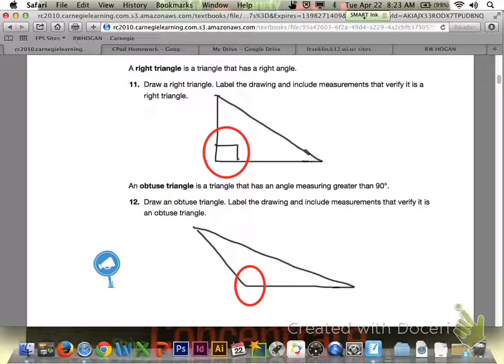If you take a look at the top of page 823, a right triangle is a triangle that has exactly one right angle. And in number 12, an obtuse triangle is a triangle that has an angle measure that is greater than 90 degrees, and I have both of those indicated with a circle. With a right triangle, about 99.9% of the time you're going to see that little box in the corner indicating that it measures 90 degrees.